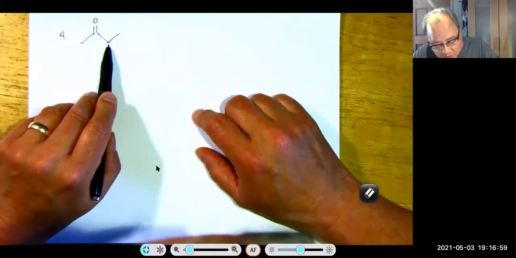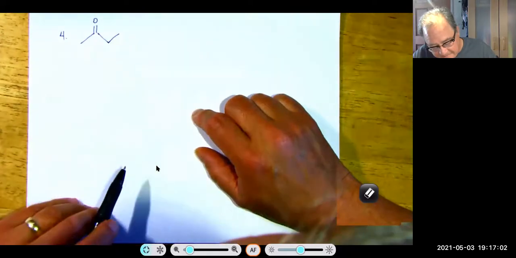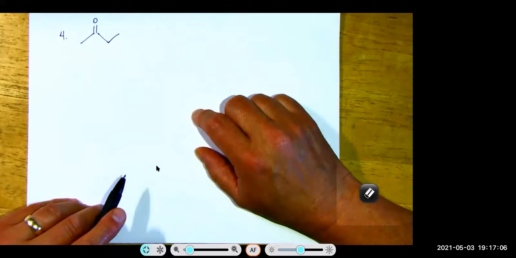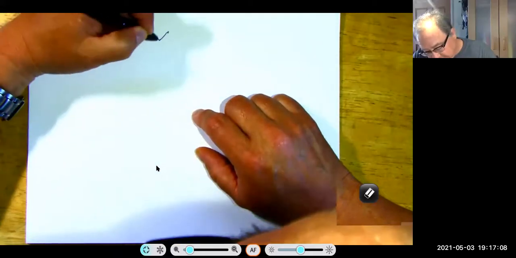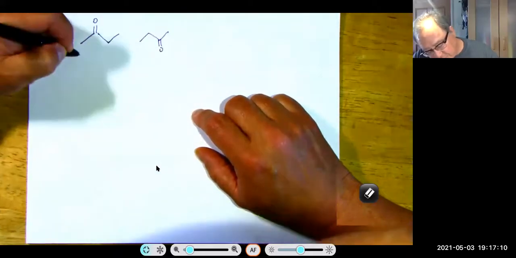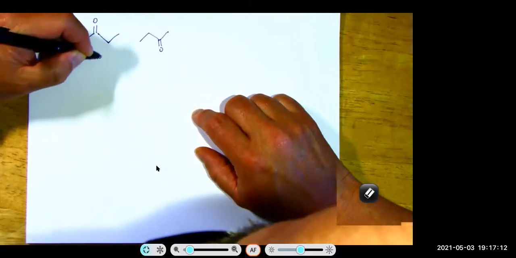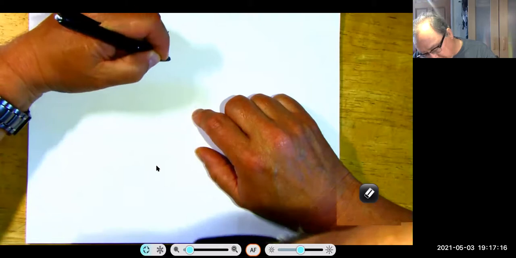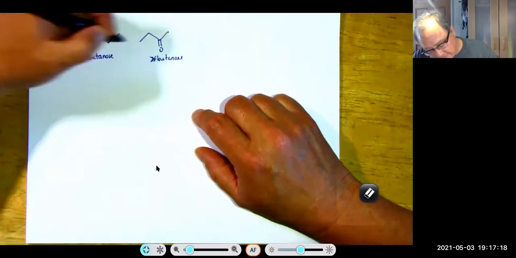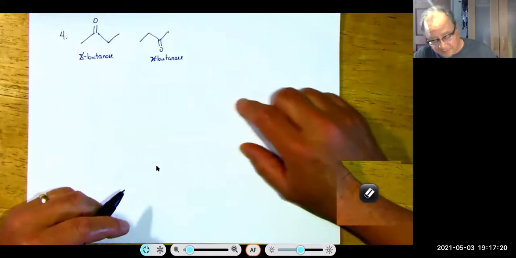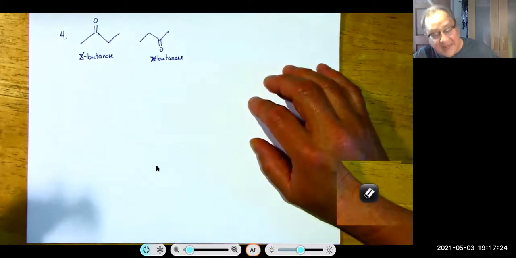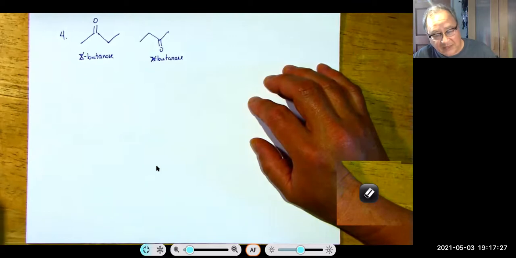Is that a structural isomer? No, it's not. Because this is 2-butanone, and this is 2-butanone. In fact, we don't even need the 2, because for a butanone, it can't be on carbon 1 or the last carbon. Now, what if I did this?